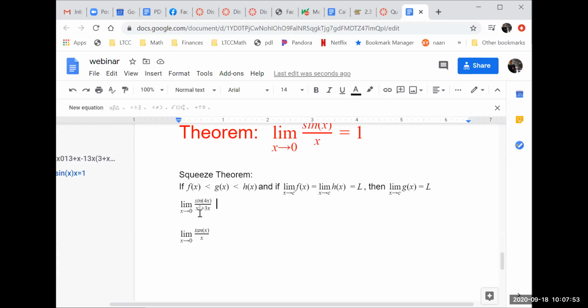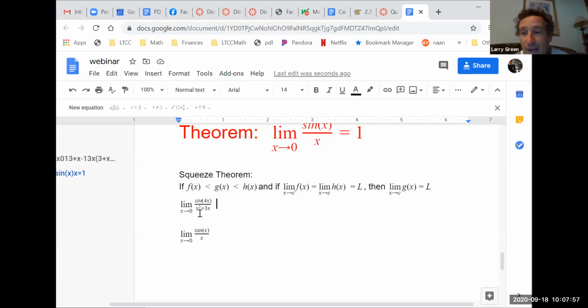0 over 0. 0 over 0. Okay. So 0 over 0 is bad, by the way, right? You do algebra. It didn't work. Okay. But we have a sine of x. We have a sine of 4x, which we'll deal with in a minute. And we have an x squared plus 3x. So the way you deal with this is you do the following.